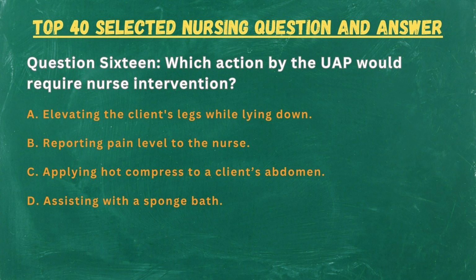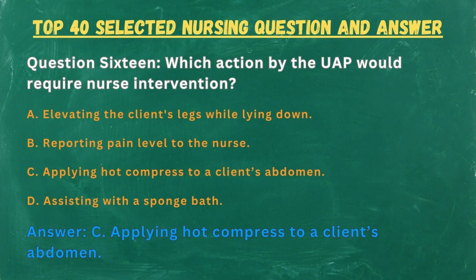Question 16. Which action by the UAP would require nurse intervention? A. Elevating the client's legs while lying down. B. Reporting pain level to the nurse. C. Applying hot compress to a client's abdomen. D. Assisting with a sponge bath. Answer: C. Applying hot compress to a client's abdomen.